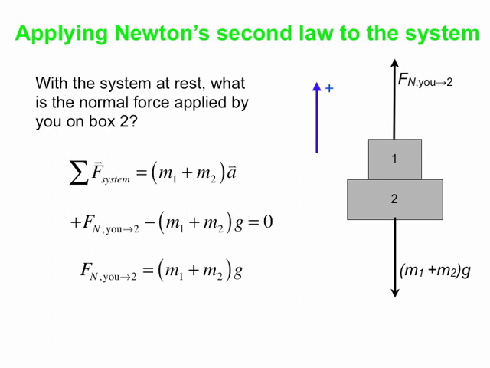So the normal force applied by U on 2 is exactly the same as what we calculated when we did the free body diagram of box 2. It's (m1 plus m2)g. Well, that's good. It should be the same. We should get the same answer no matter how we do it. So that's good.